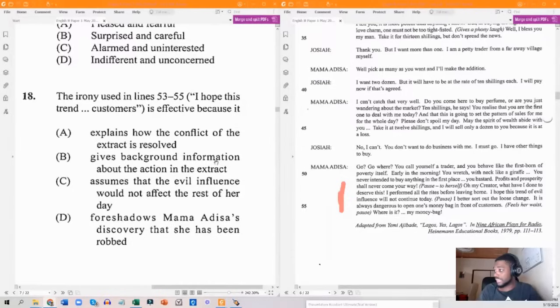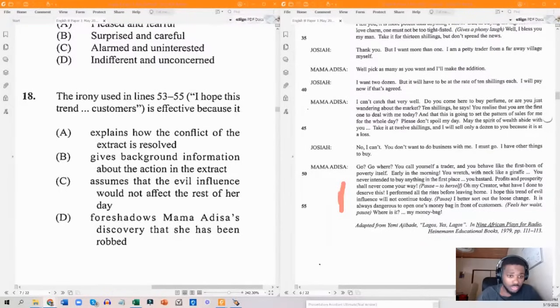All right, so now we're at 18. So the irony we're looking at here: I hope this trend of evil influence will not continue today. I better sort out the loose change. It is always dangerous.